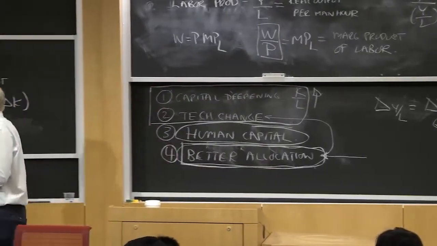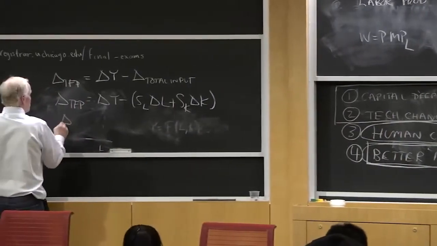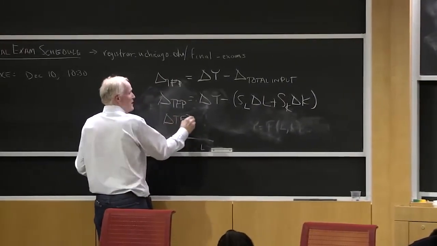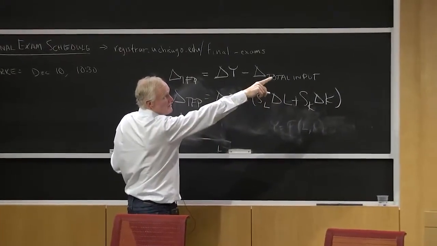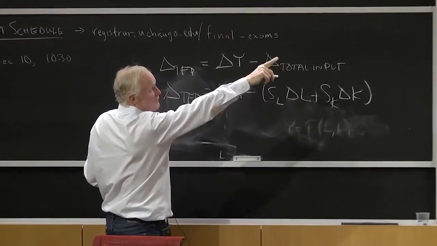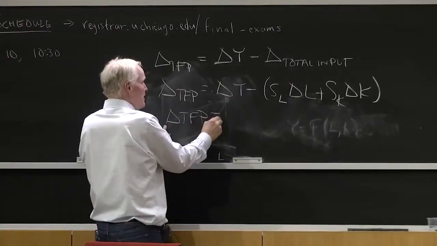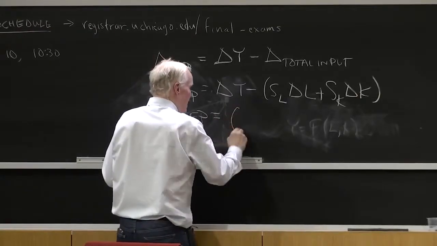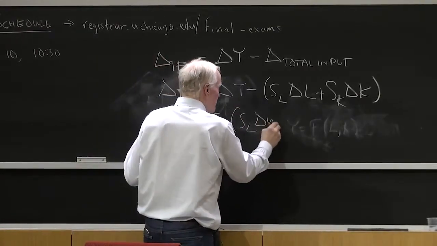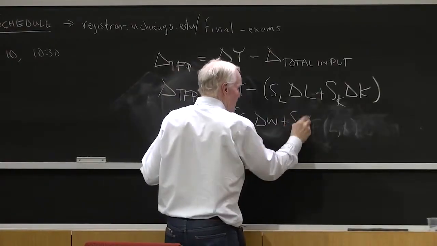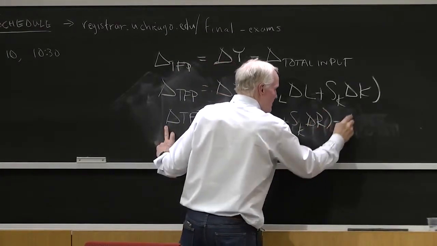All right? Now, we can also measure total factor productivity on the price side. Just like we had two measures for labor productivity, we had real output per hour and we had the real wage, we can measure it here as SL delta W plus SK delta R minus delta P.